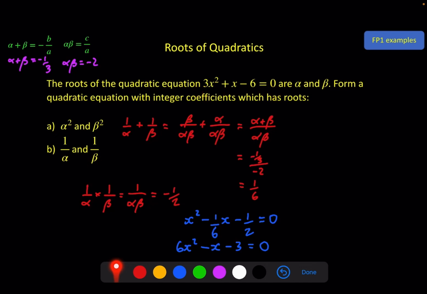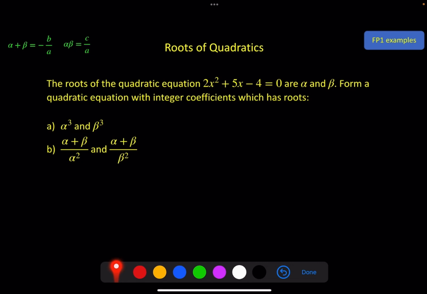Next one, let's change up the equation. We've got 2x squared plus 5x minus 4. So the old roots, put in green up here, alpha plus beta is equal to minus 5 over 2. Alpha beta is equal to minus 2.